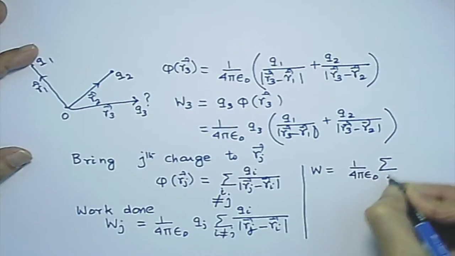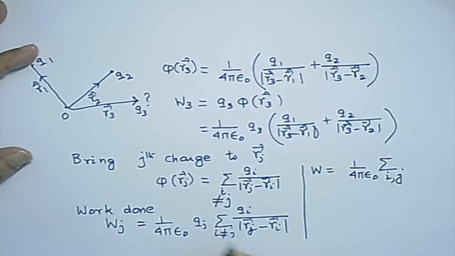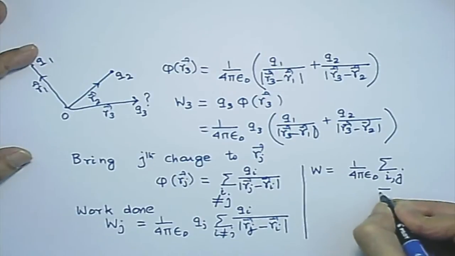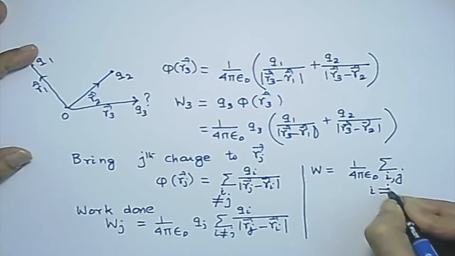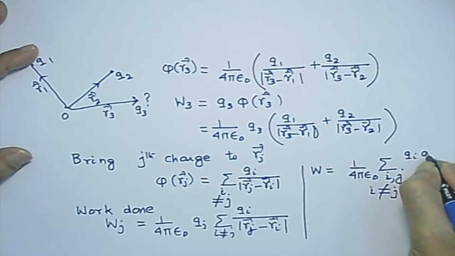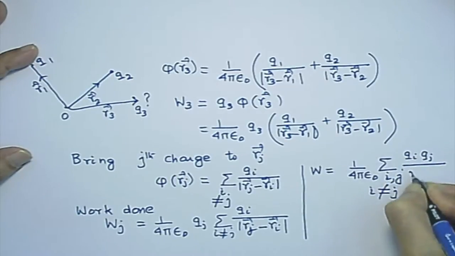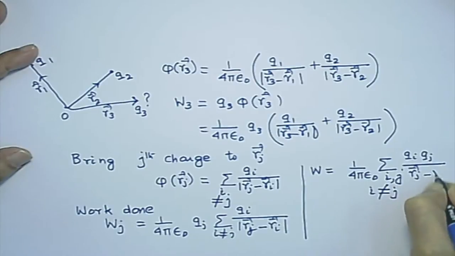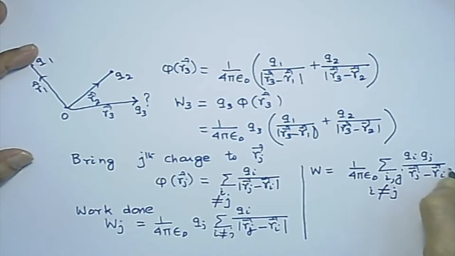sum over i and sum over j, because sum over j was already there for the jth charge, but I am summing over all the charges. So, I get sum over i sum over j, but then i cannot be equal to j. So, I put i not equal to j, then I write Q_i Q_j divided by |r_j minus r_i|. Now, this is the problem.